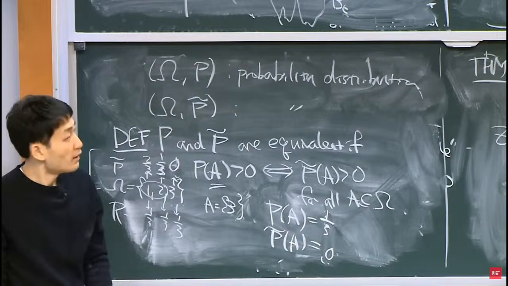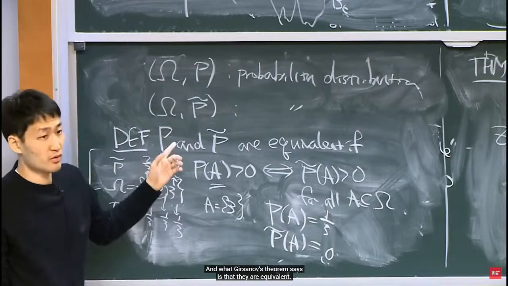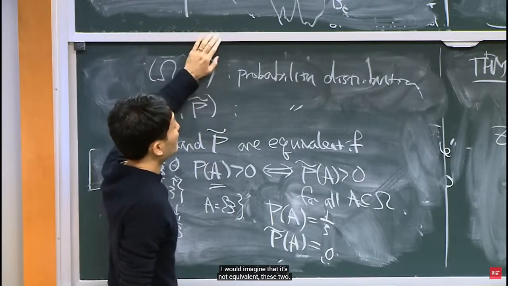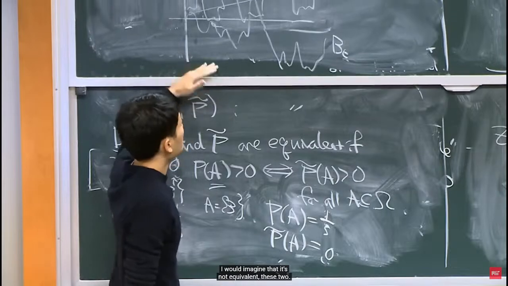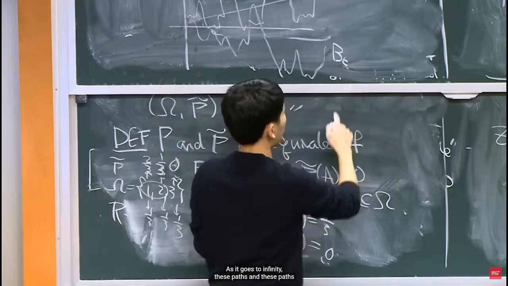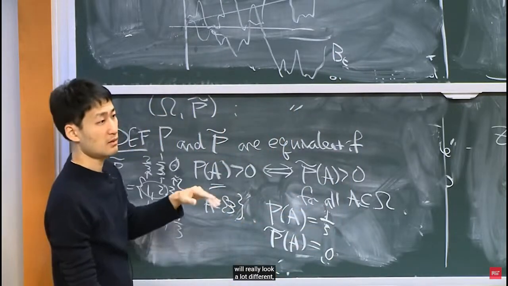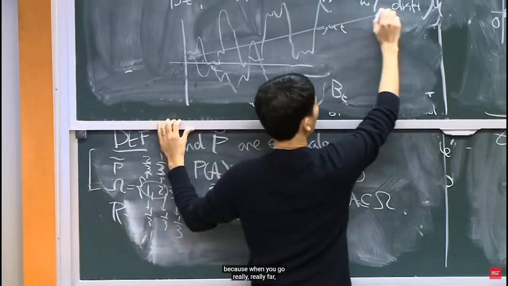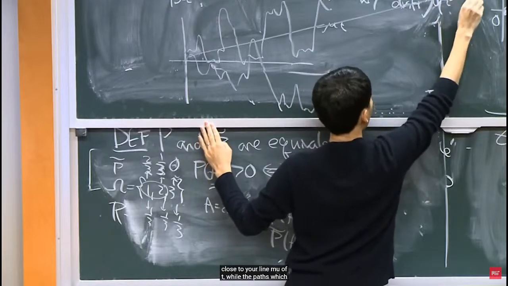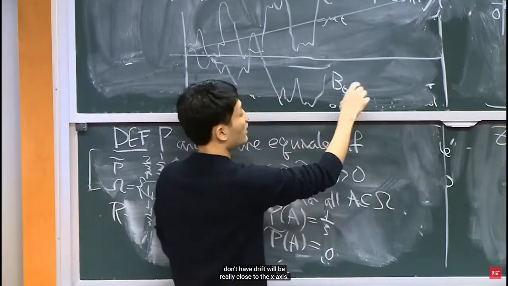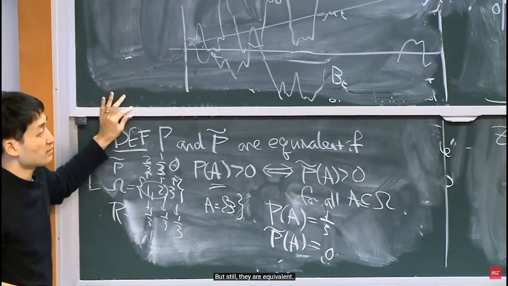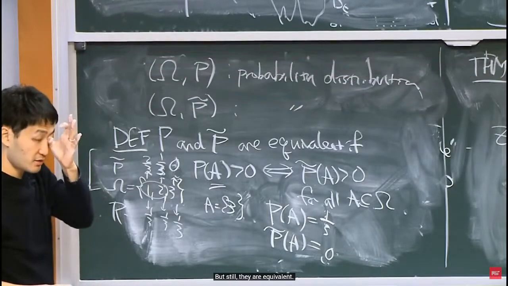Okay. And what Girsanov's theorem says is that they are equivalent. To me, it came as a little bit not intuitive. I would imagine that these two are not equivalent, just like these paths have a very natural tendency. As you go to infinity, these paths and these paths will really look a lot different, because when you go really, really far, the paths which have drift will be really close to your line mu t, while the paths which don't have drift will be really close to the x-axis. But still, they are equivalent. You can change from one to another.